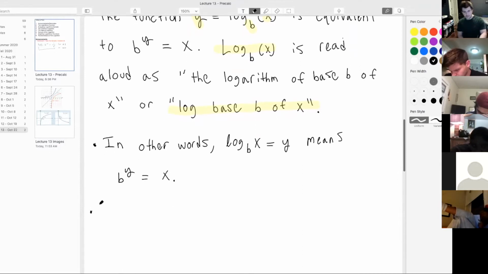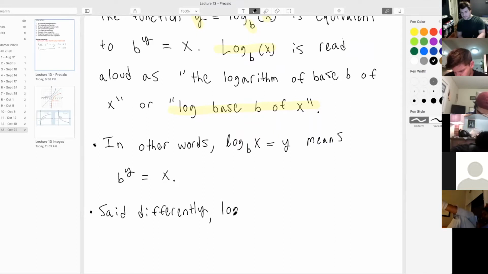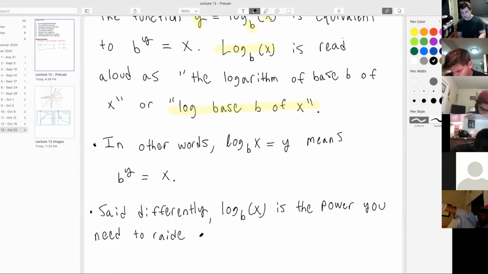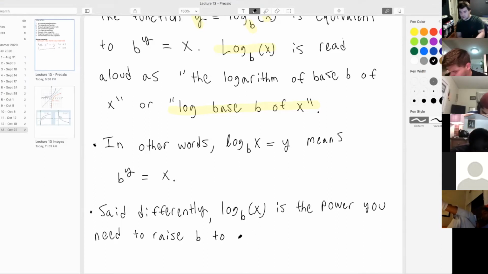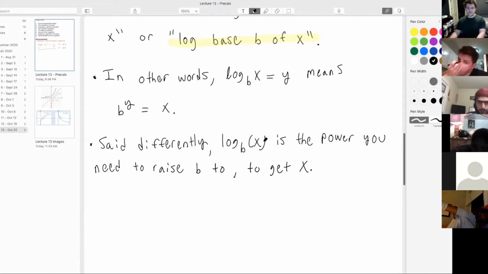All right, and one more way, said even differently. Log base b of x is the power you need to raise b to get x. So when you're given an expression, log base b of x, you need to ask yourself mentally, b raised to what power will give me x? And that will be the result of log base b of x. That's what it comes out to. We're going to do a lot of examples, so that's just a preview.